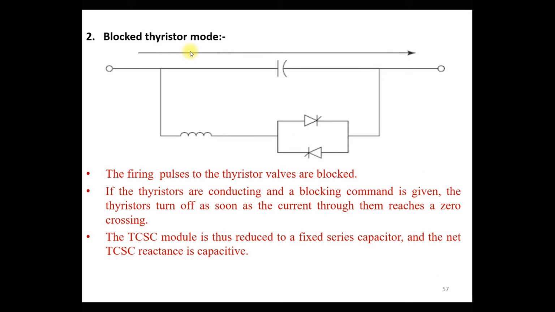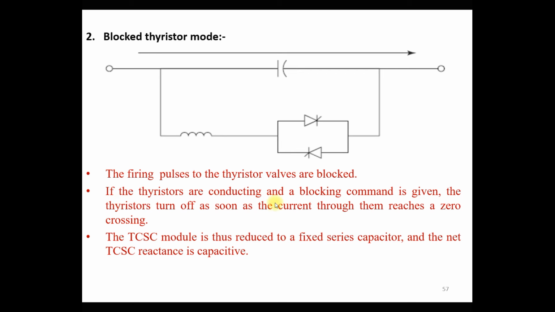Next is the block thyristor mode. In this mode, the whole line current flows through the series capacitor. The firing pulses provided to the thyristors are completely blocked, which means we do not provide any gate pulse to the thyristor. So this parallel branch acts as an open circuit, and there is no current flowing through it. Only the fixed capacitor comes in series with the line, and the whole current flows through this series capacitor. That's why it is called the block thyristor mode, because we completely block the thyristor by removing the firing pulses.